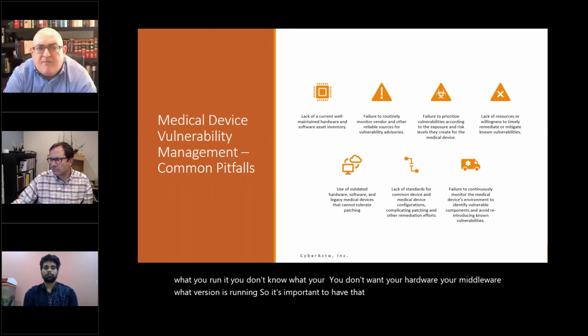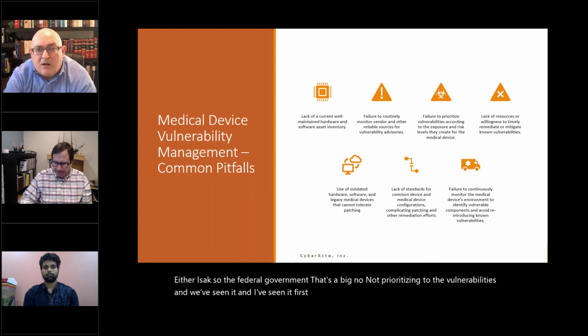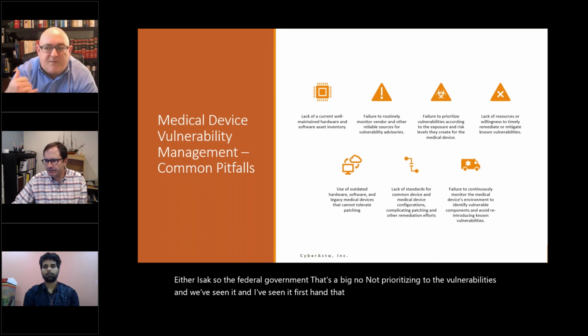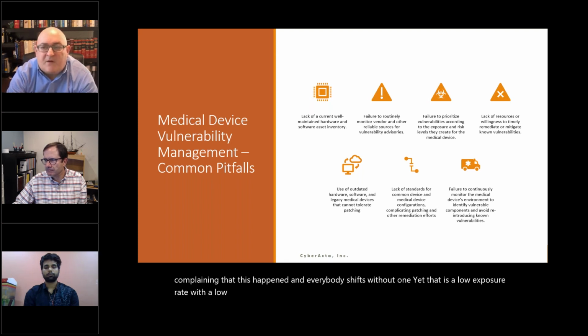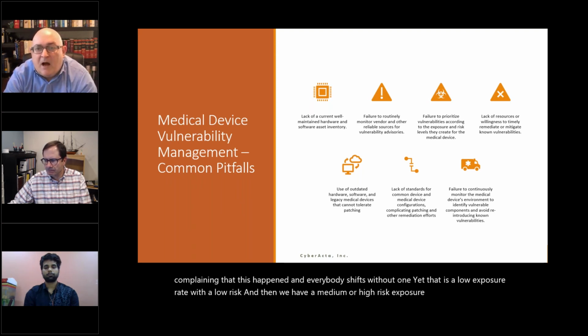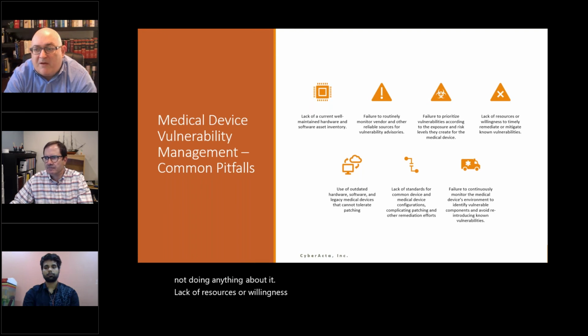Another is not monitoring vendors and not having a process to gather information from either ISACs or the federal government. That's a big no-no. Another is not prioritizing the vulnerabilities. I've seen it firsthand: sales calls and says, "Oh my God, customer A is complaining that this happened," and everybody shifts to that one. Yet that is a low exposure rate with a low risk, while we have a medium or high risk exposure that we're not doing anything about. And then there's a lack of resources or willingness to mitigate known vulnerabilities.